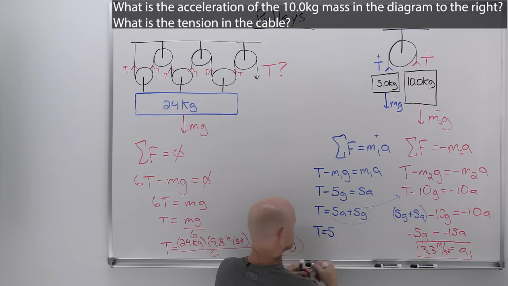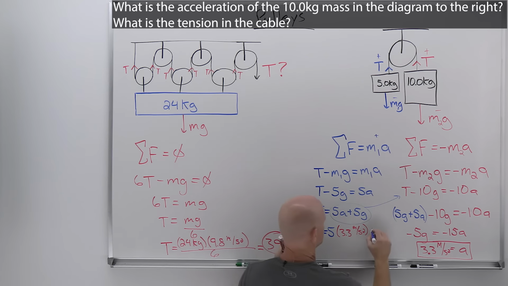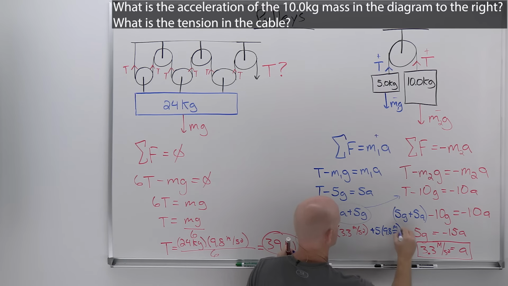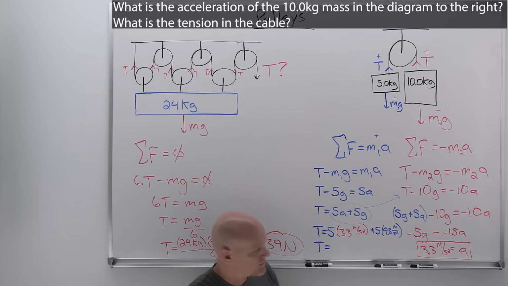Then we'll plug in that acceleration of 3.3 meters per second squared, and again, plus 5 times 9.8 meters per second squared. All right, so 5 times 3.3 plus 5 times 9.8 is going to get us 65.5 newtons.